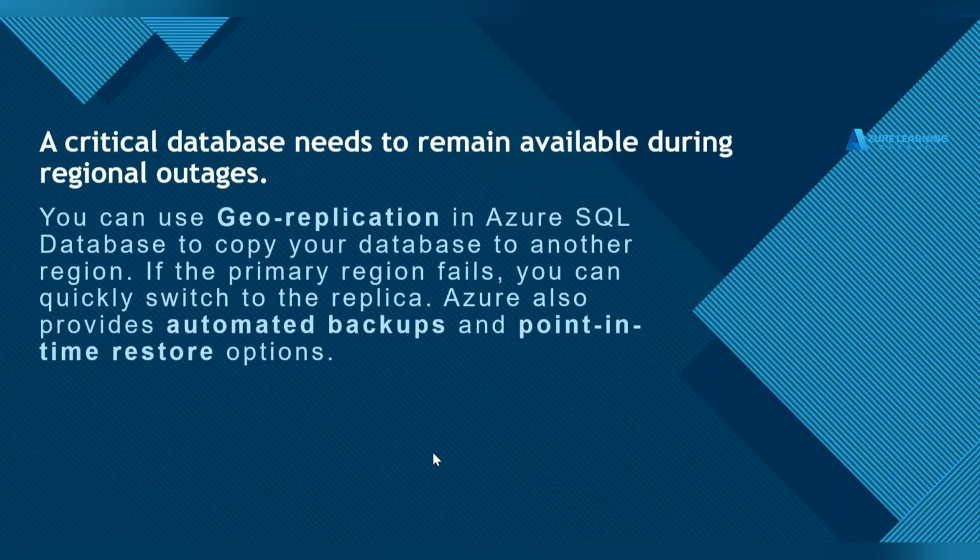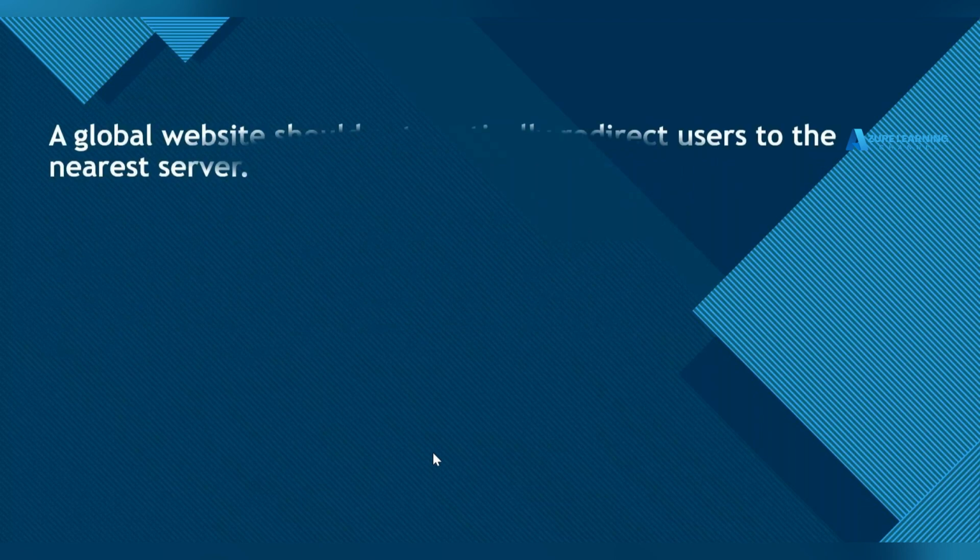So if something happens to the primary region, it can serve from the replica. It also allows automated backups, and point-in-time restore options are also there. If you are expecting high availability for the database, you can go with geo-replication. If you are not expecting high availability for your database, you can go with local redundancy. Okay, let's move on to the next question.